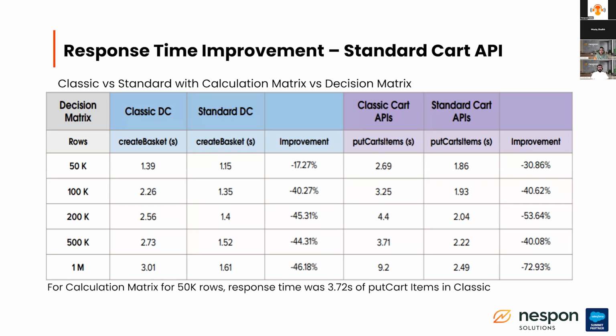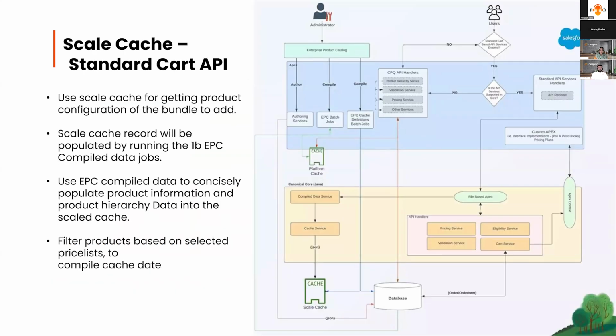So we have another feature, that is the caching mechanism. Let's move toward this caching mechanism, a key feature of the Standard Cart API, which is missing in the Classic Cart API. Normally, if we talk about the Classic Cart API, this feature was missing. But with the Standard Cart API, Salesforce has introduced this feature, and it speeds up access to product configuration and bundle data by preloading compiled data into cache. This includes product hierarchies and configurations, which reduces processing time for complex orders.